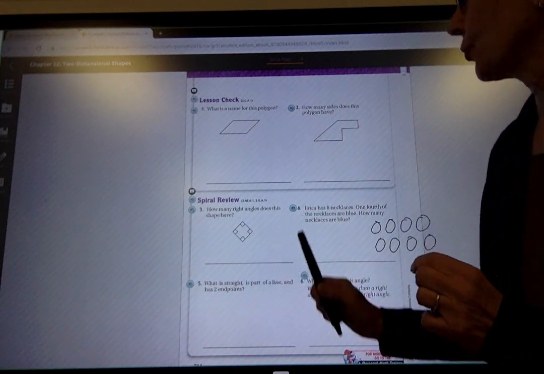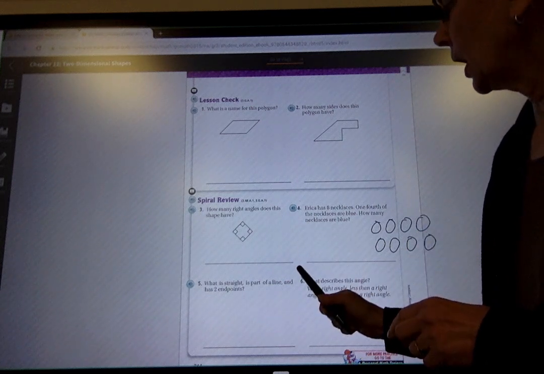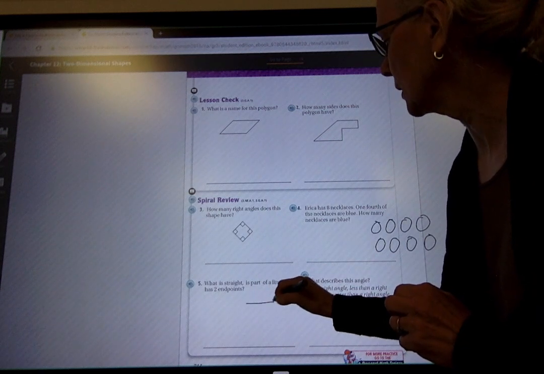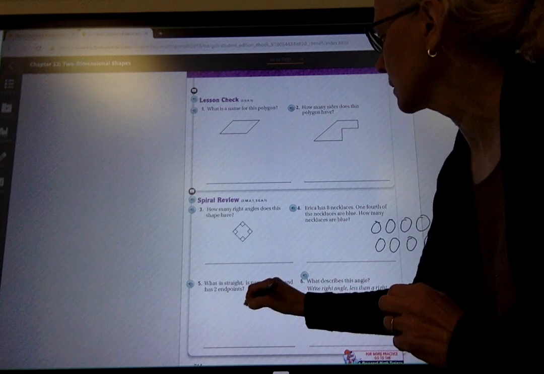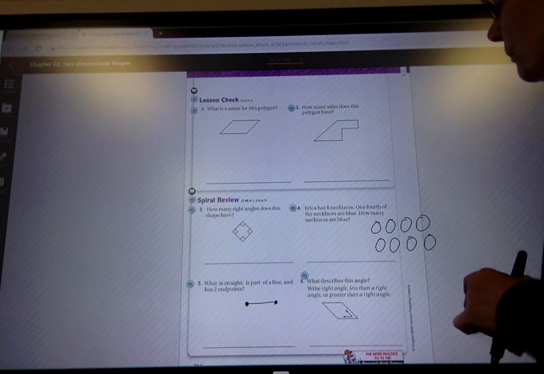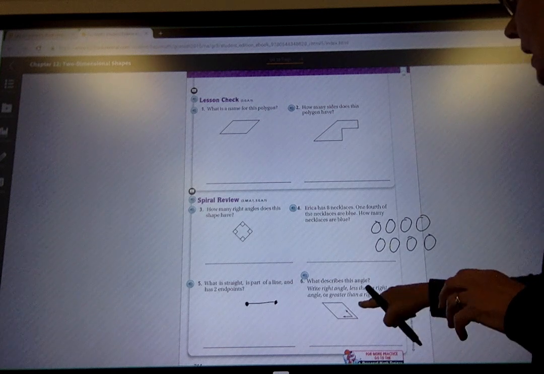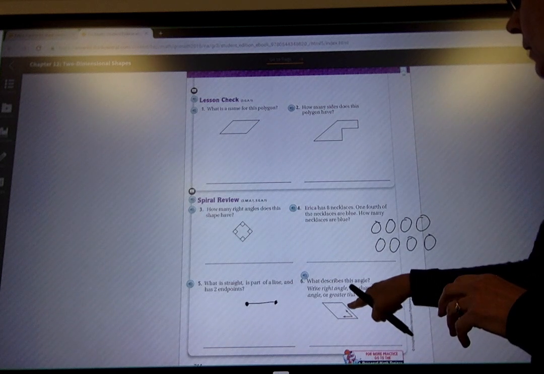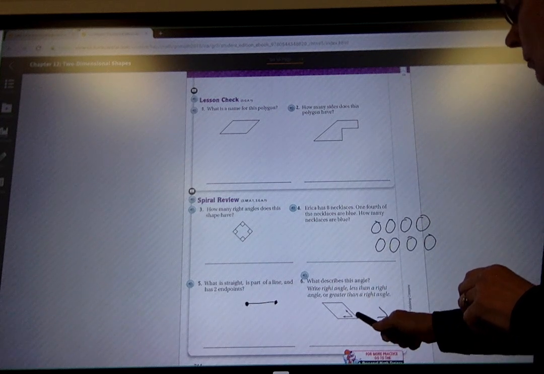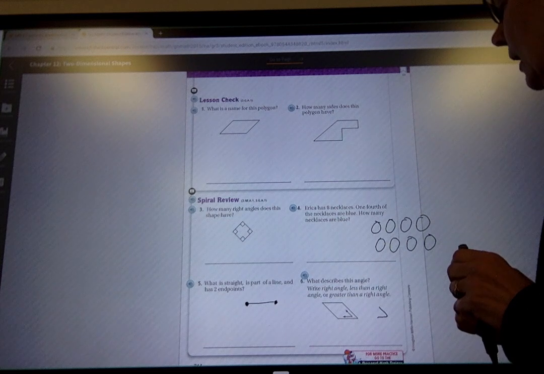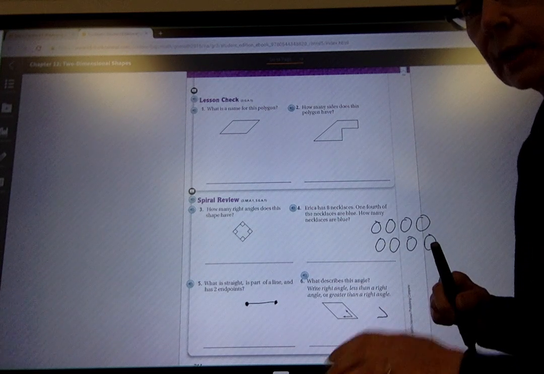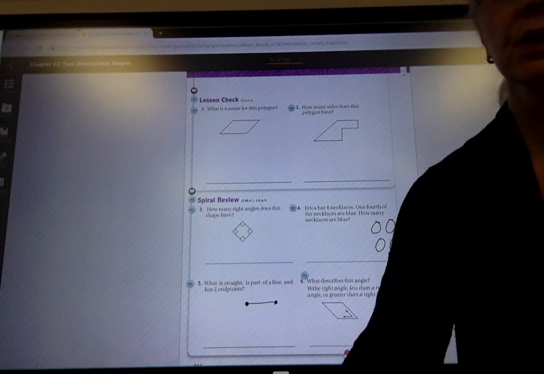Number 5, what is straight, part of a line, and has 2 endpoints? It looks like this. What is the name of this? You can go back to the first chapter. Number 6, what describes this angle? See the one here that they made with, that's a symbol for angle. Is it a right angle? Is it less than a right angle? Or is it greater than a right angle? You can use your straw to figure that out. Right, take a picture when you're finished and send it to me.